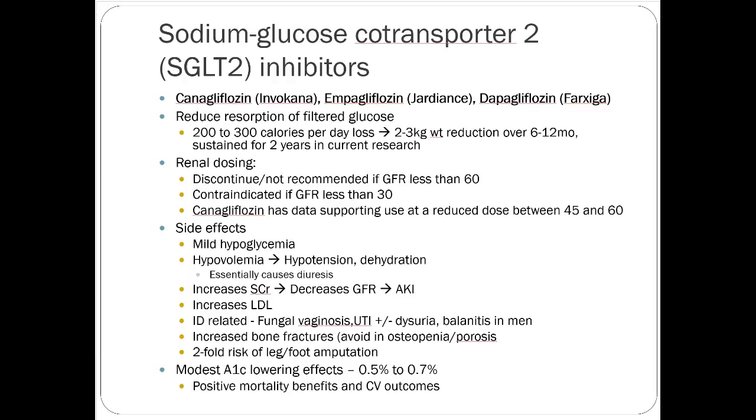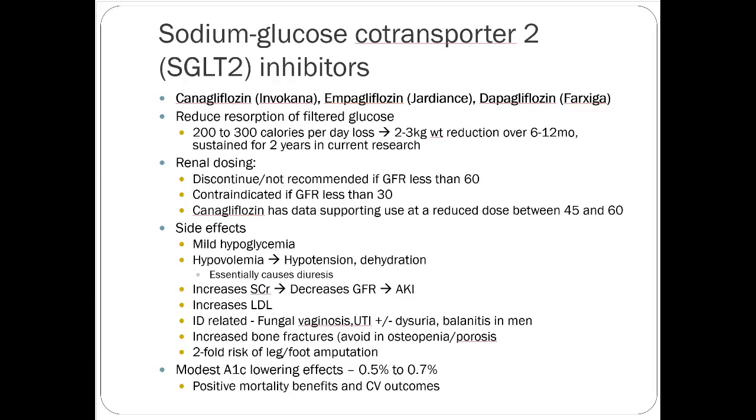Infection-related: fungal vaginosis, UTI plus or minus dysuria, and balanitis in men have all been pretty well documented side effects. The reason is, if you think about having urine that's much more rich in glucose than it used to be, that gives any flora in that area a source of food. So you're seeing these increases in urinary tract infections with these patients. In a standard healthy patient who doesn't have any real history of it, or in the case of balanitis for men, if the male is circumcised, you probably don't need to worry about it. However, I would take caution in patients with a history of frequent vaginal yeast infections or frequent UTIs. I would probably avoid the therapy altogether in those patients.